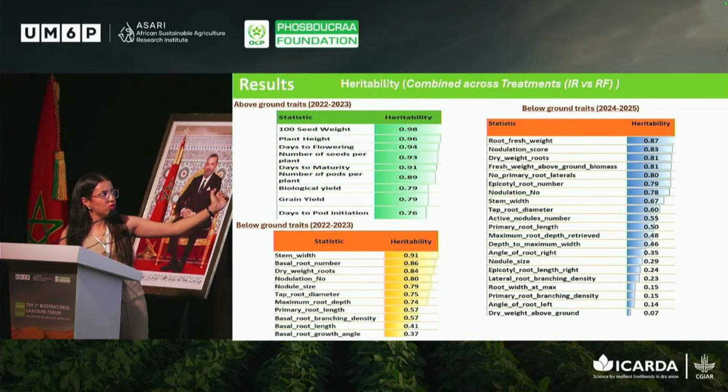And for Chevlomex data, from the first year and second year, we have the majority of the traits still consistent in terms of heritability, especially stem width, basal root number, maximum root depth, and also dry weight root.